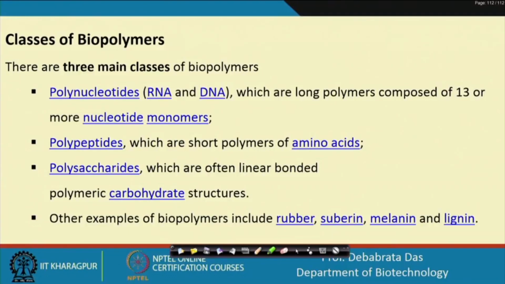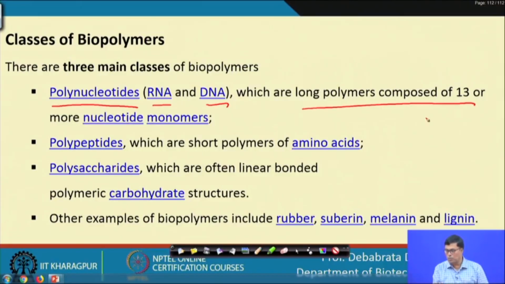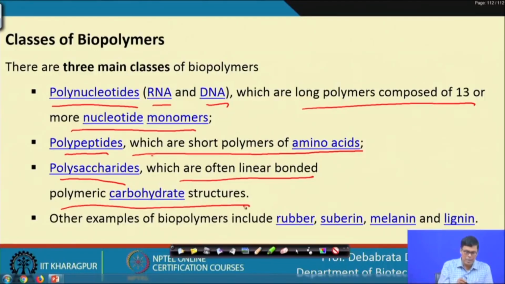Now there are three main classes of biopolymer. One is polynucleotides, that is RNA and DNA, which are long polymers composed of 13 or more nucleotide monomers. Then polypeptides, the protein molecules, which are polymers of amino acids. Then polysaccharides, which are linearly bonded polymers of carbohydrate structure. So we have three different types: polynucleotides, polypeptides and polysaccharides. Other examples of biopolymers are rubber, suberin, melanin and lignin.